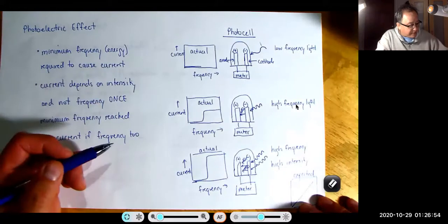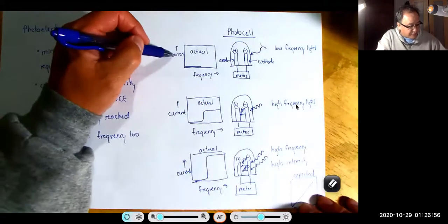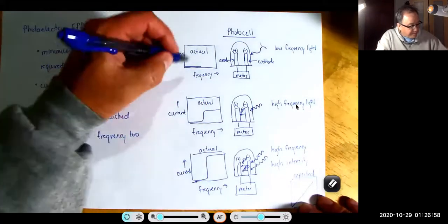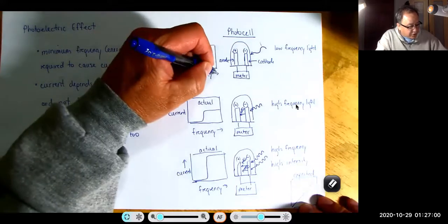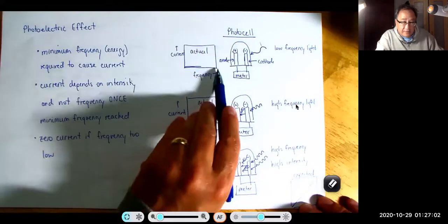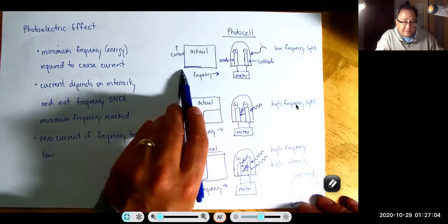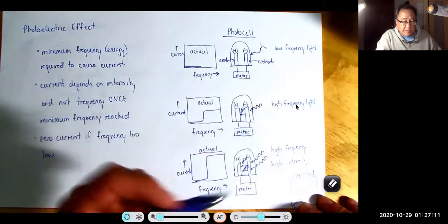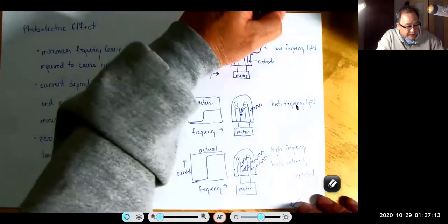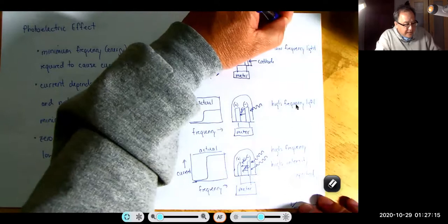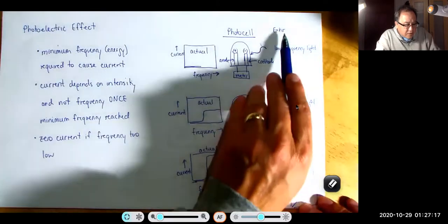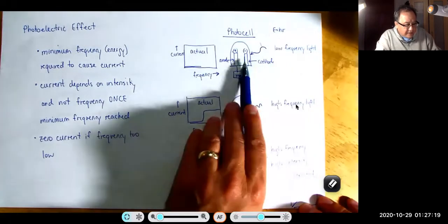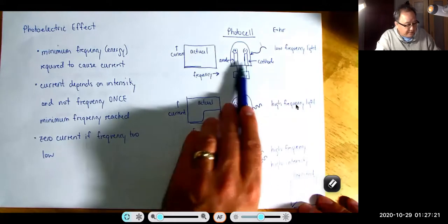So what we have here is a graph of current versus frequency. With my arrow, we're showing that over to the right is high frequency and over to the left is low frequency. So here at this low frequency, which is also low energy, remember E equals h nu, we have low energy and there's not enough energy to knock the electron off.